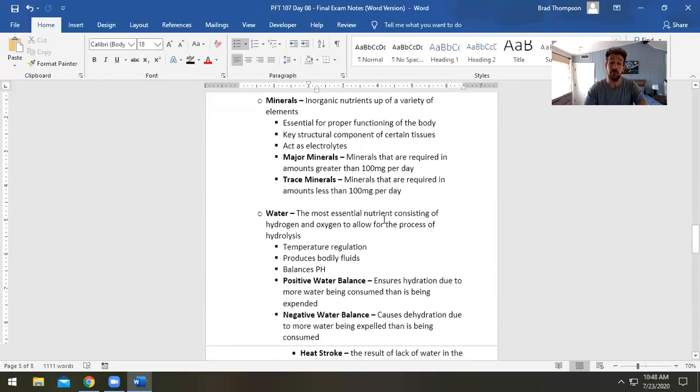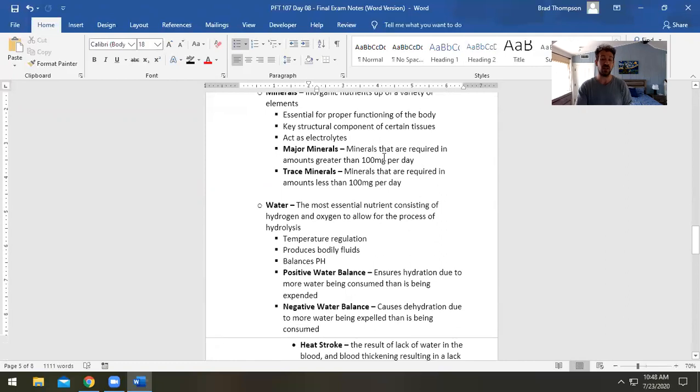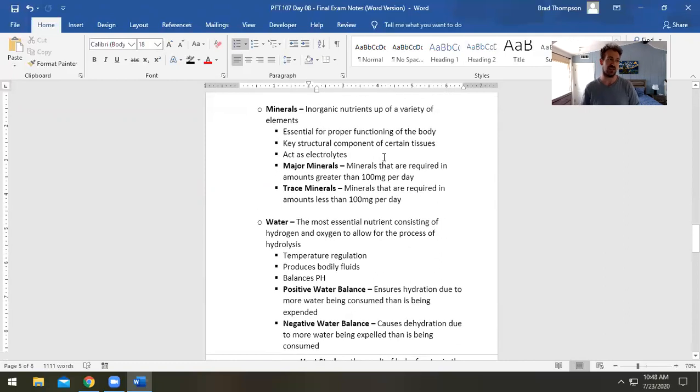Now, our other micronutrient that we're going to talk about is our minerals, right? And these are inorganic nutrients, right? These are things that are not made out of carbon. These are usually associated as other types of metals that are really important inside of our body, right? Calcium gives our bones structure. Potassium acts as an electrolyte. All of those things are really important parts of our metabolism, and so they allow for proper functioning of the body. They're a key structural component, and they can act as electrolytes.